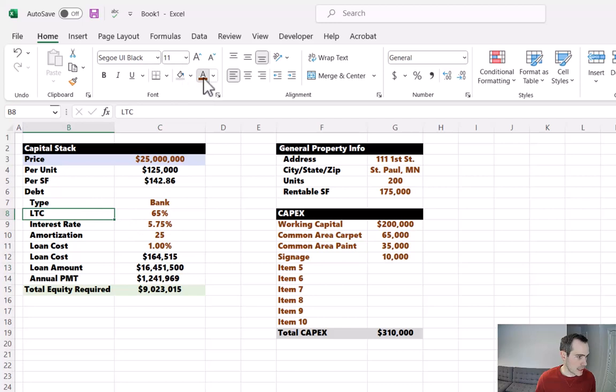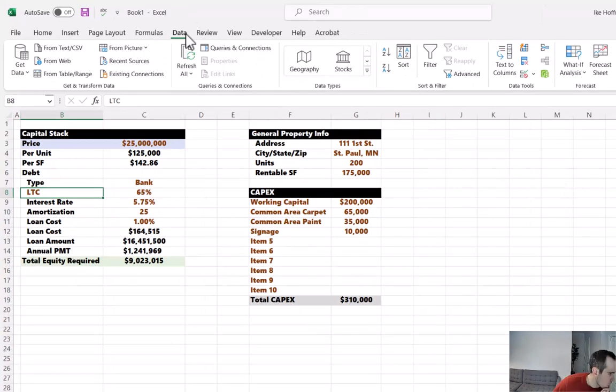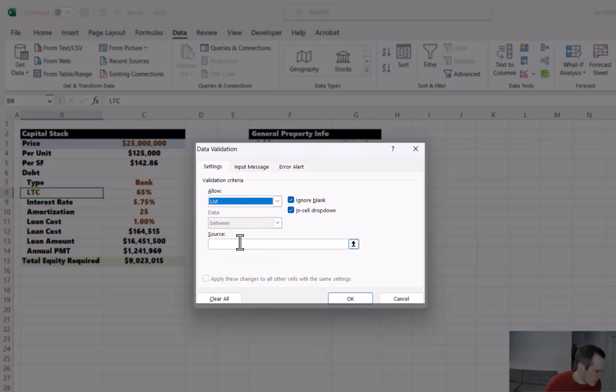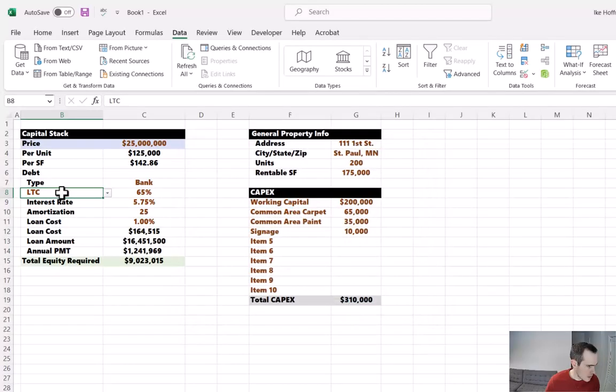Let's make this a brown text cell. And let's do what's called a drop down. So we go to data, data validation, and we're going to create a list that has two options. We're going to type in LTV, LTC. And now we can just swap between LTV and LTC. Now let's move on to operations.